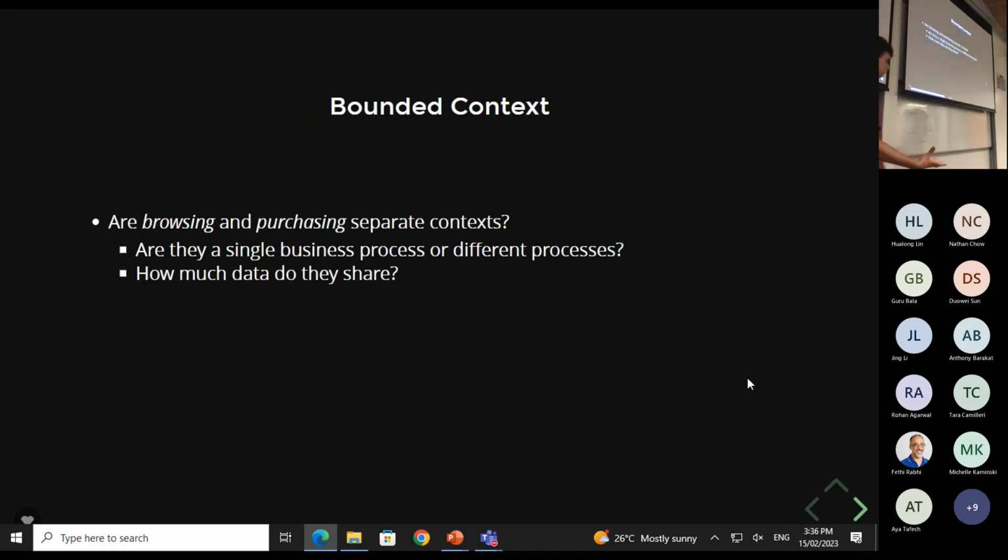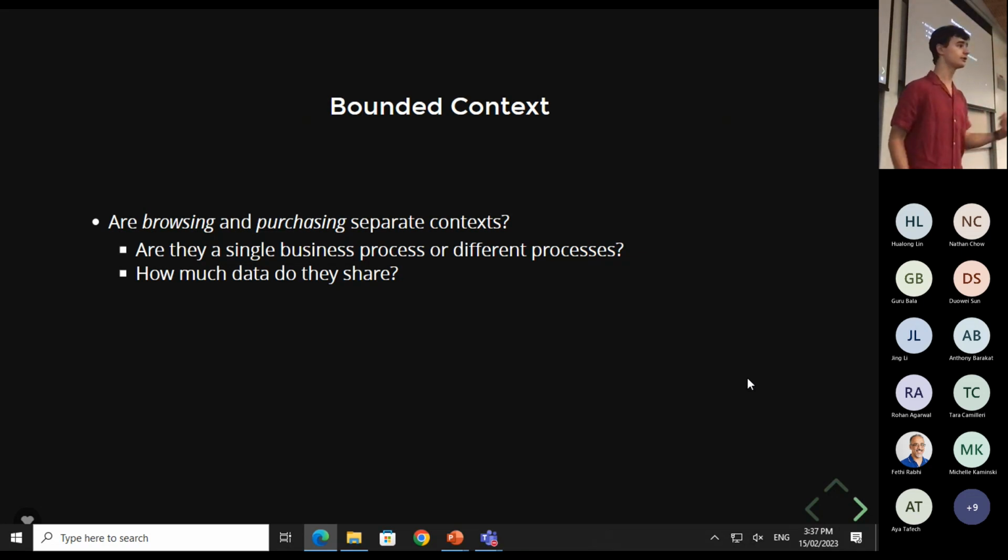One question you can ask, I'm not going to answer this by the way, but one thing you can think about as well, are they part of the same business process or a different process? So browsing and purchasing, where you think I'm going to go to Amazon or I'm going to go to Woolies, do an online order. I browse different products and then I'll purchase them. So is that part of the same workflow? Is that part of the same microservice? Is that part of the same context? And how much data do they share?